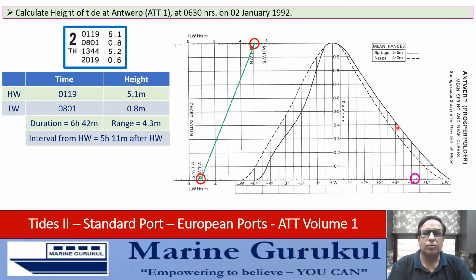Now which curve is to be used, the spring curve or the neap curve? Let's look at the range. Our range is 4.3 meters, spring range is 5.5 meters, neap range is 4 meters. So our range falls in between the two, so we shall be able to interpolate. So we go vertically upward from this point on the baseline, and we go past the neap curve.